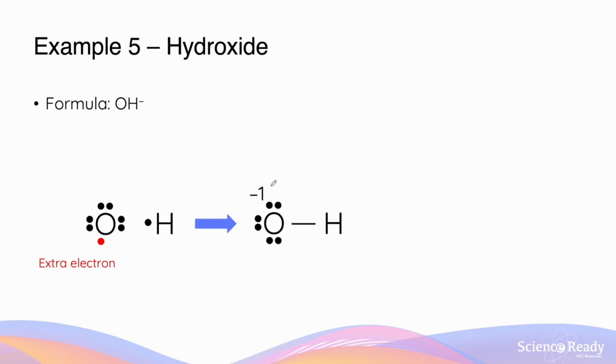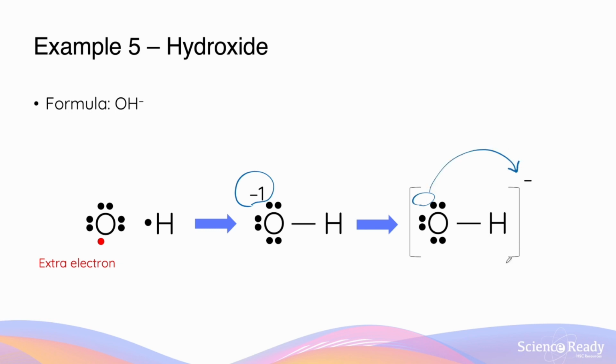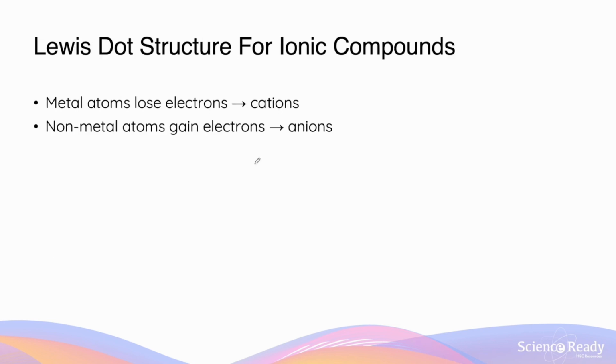Now remember, for polyatomic ions, we should always write the overall charge for the molecule in the top right corner outside the bracket as shown here. So we'll move the -1 charge from the oxygen outside the bracket to indicate that this charge applies to the whole molecule.